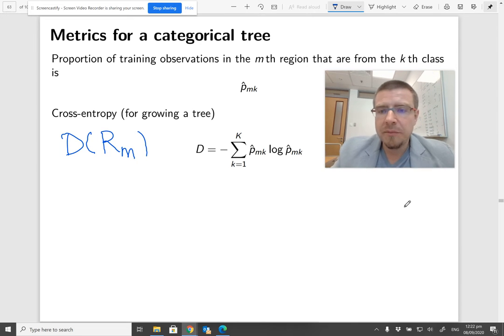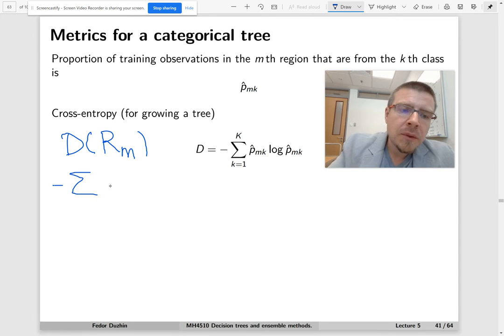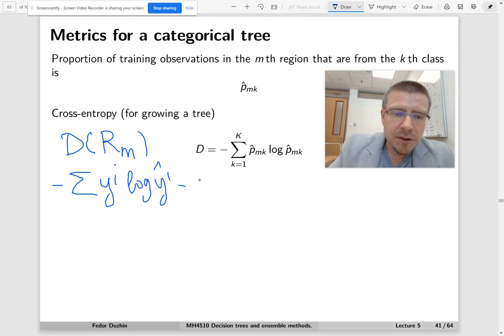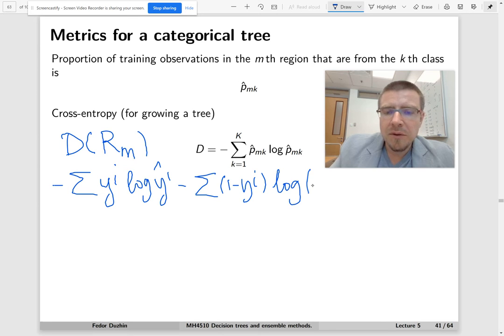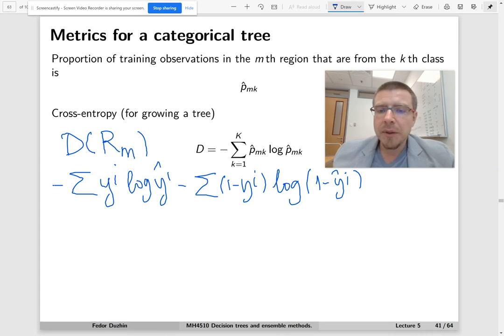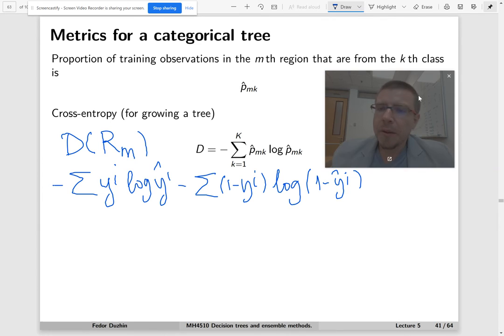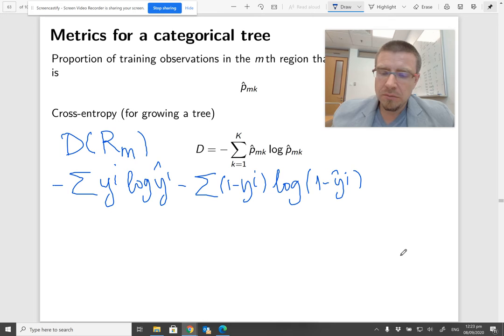Right, so what is the familiar cross entropy for logistic regression? This is minus the sum of the actual value of y_i times the logarithm of the predicted value y hat_i, minus the sum of 1 minus y_i times the logarithm of 1 minus y hat_i. So this is the familiar cross entropy for logistic regression. So why is it the same thing?